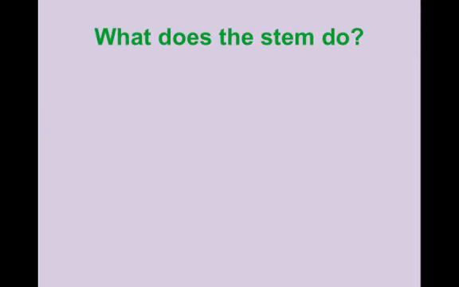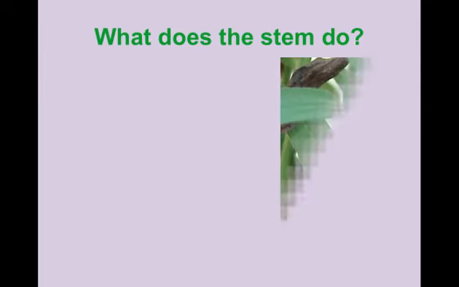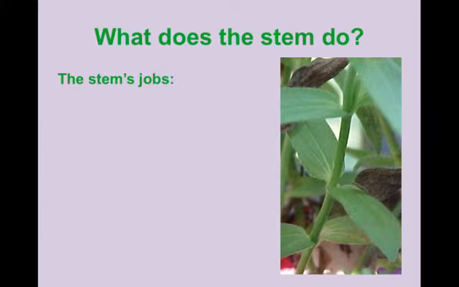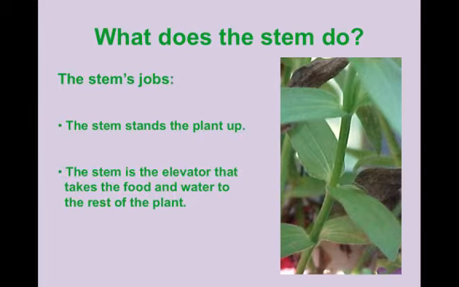So let's move on. What does the stem do? The stem's functions, the stem helps stand the plant up. The stem also acts as an elevator that takes the food and water to the rest of the plant. So in order for this to happen, the roots have to be functioning because the roots take in the water and the food or the nutrients to take it up through the stem to the rest of the plant.